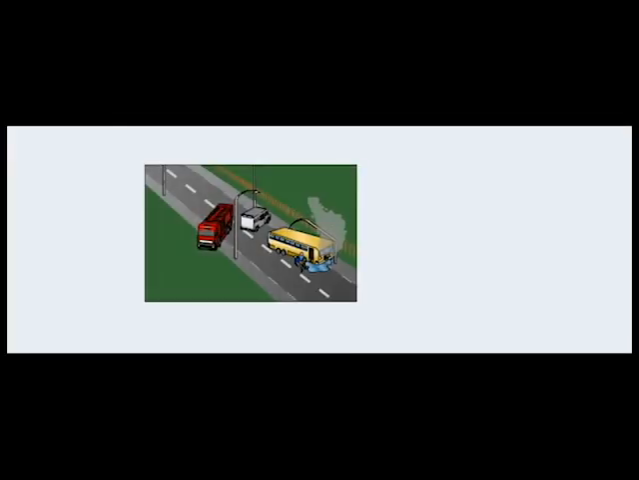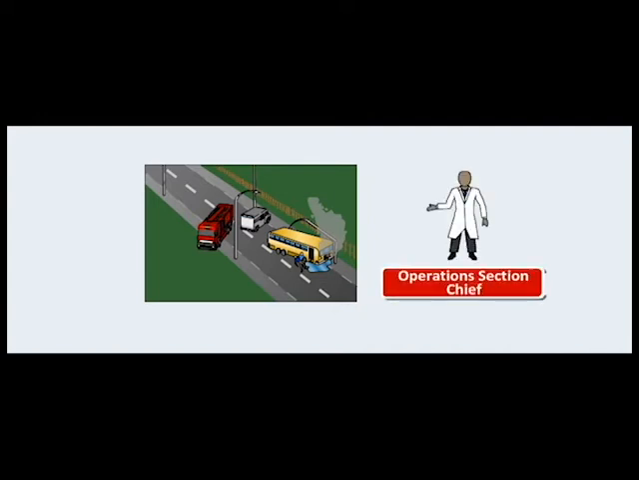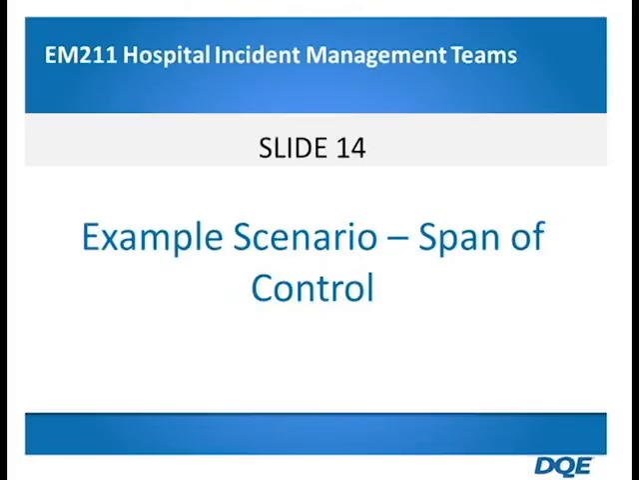To demonstrate ICS flexibility, imagine 20 children are severely injured from a school bus accident. The hospital's Operations Section Chief decides on 4 objectives and assigns them to personnel. Which personnel should be assigned to execute Objective 1? Click on the appropriate role.